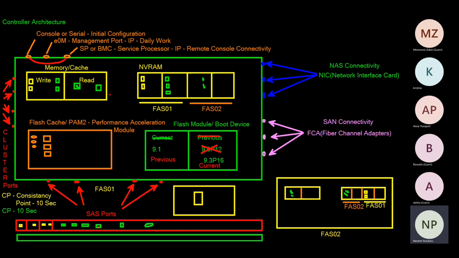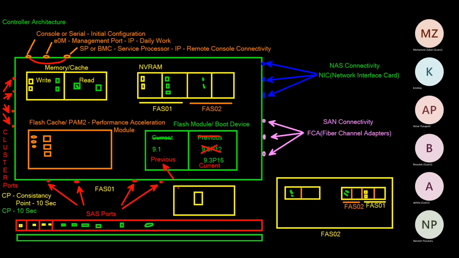I mean, not downtime exactly. Yeah, your controller will go down, right? So it will minimize your downtime. That is the one thing. Another thing is, for example, I don't like 9.3 P16. Like, I found a lot of issues in 9.3 P16. I want to go back to my previous version again. No problem. You can boot back to your older ONTAP, which is 9.1. That is the reason your flash module or boot device will maintain two versions of data ONTAP every time.